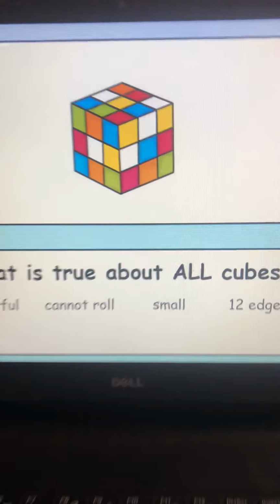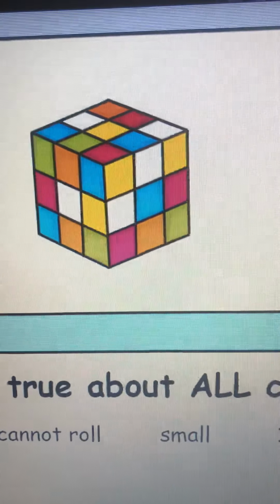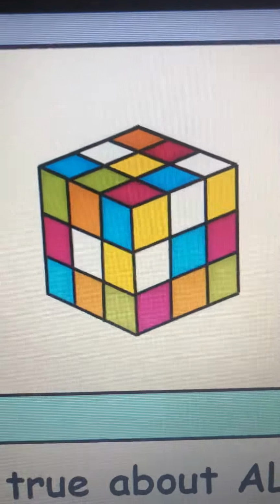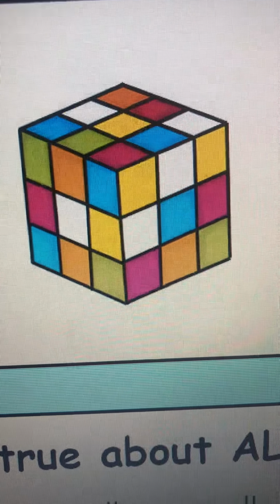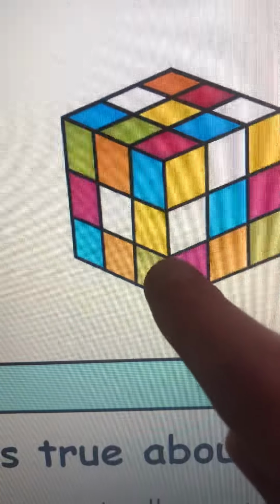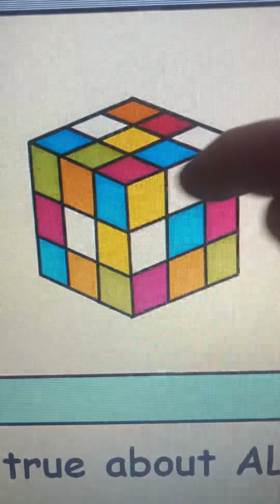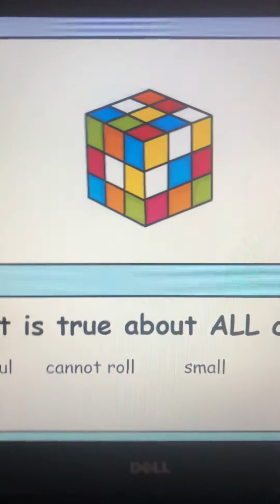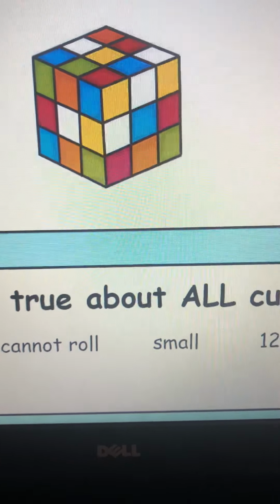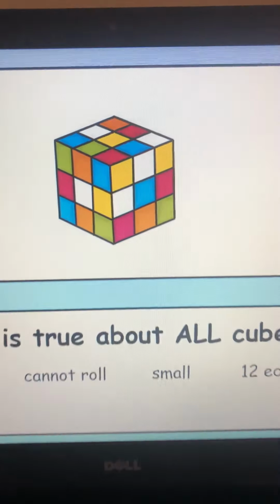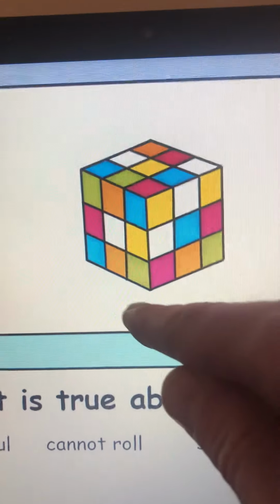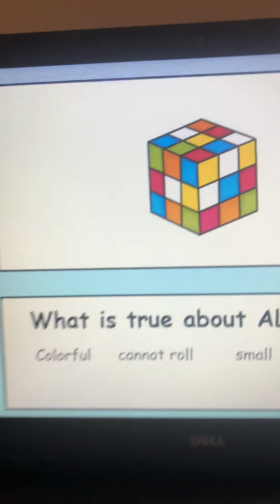What's true about all cubes? A cube is just like a rectangular prism, but instead of being a bunch of rectangles put together, it's 6 squares put together. So notice how each face is a square. Like a dice would be an example of cubes. You've probably heard the term ice cubes. Well, that's where it comes from. It comes from cubes of ice.